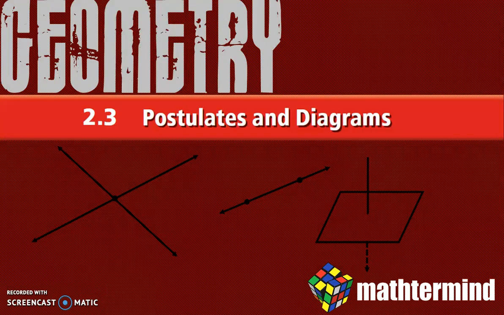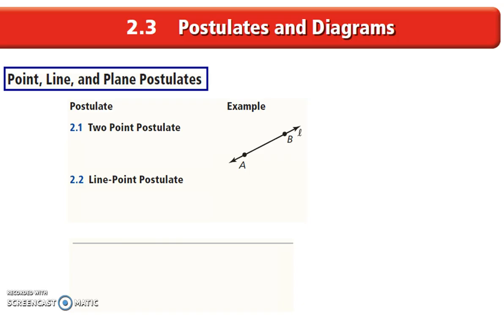Alright, here we are back again with some geometry. Chapter 2, Section 3, Postulates and Diagrams. We've got a list of 7 postulates that we're looking at right here: point, line, and plane postulates. So make sure you've titled your notes, and let's go.